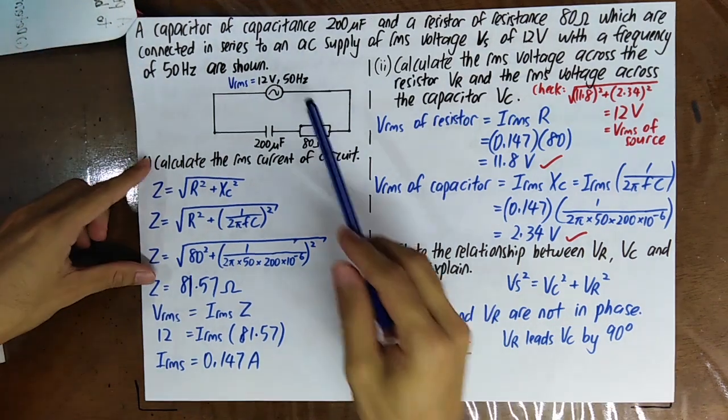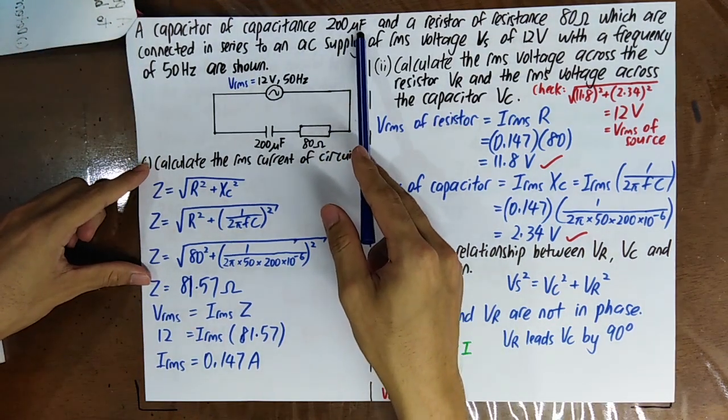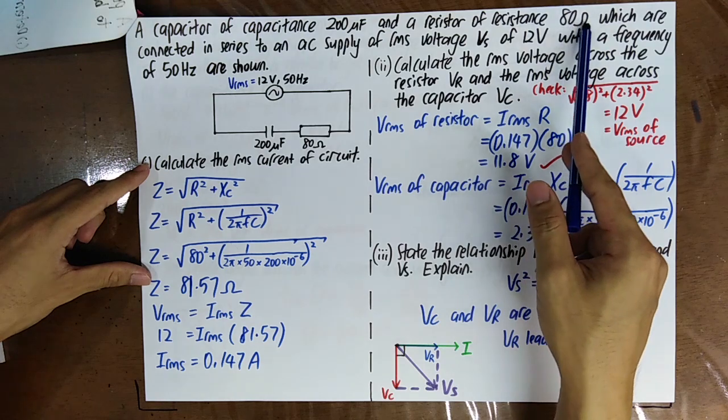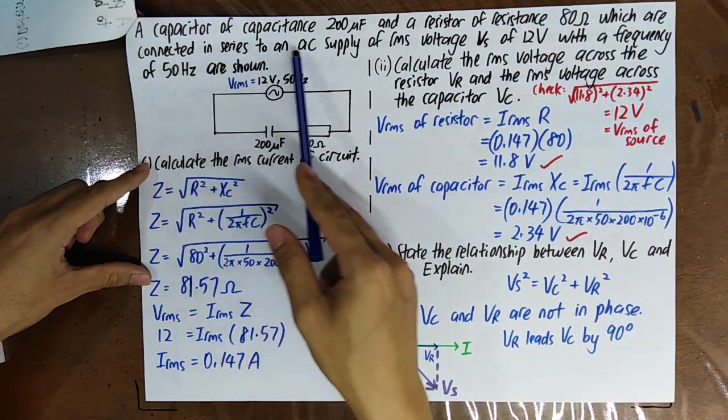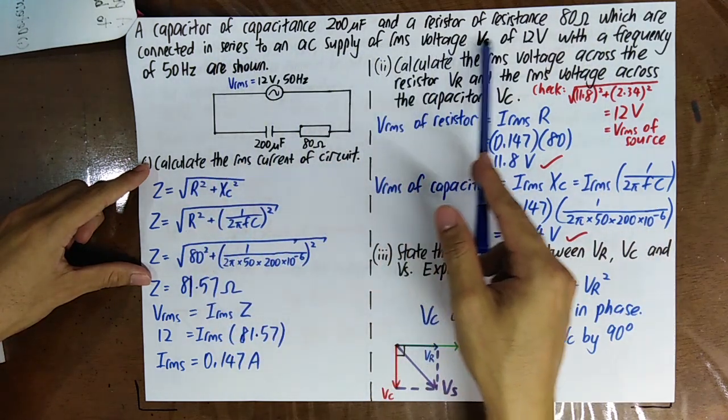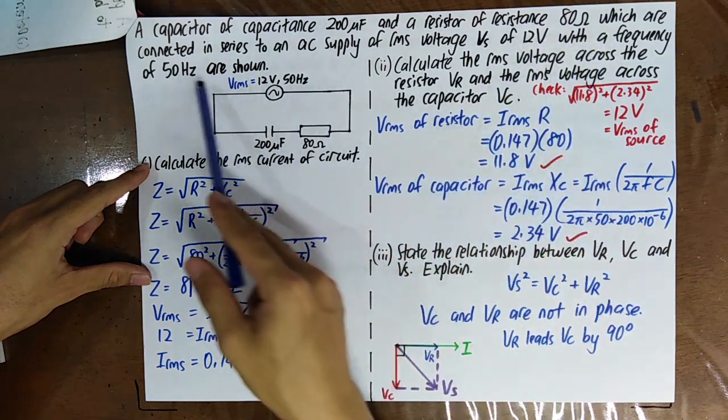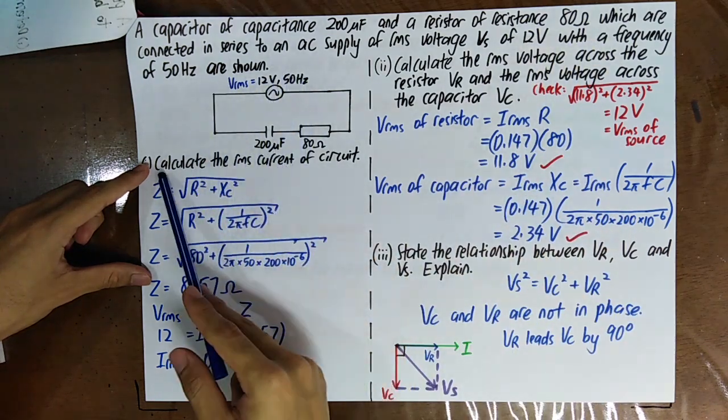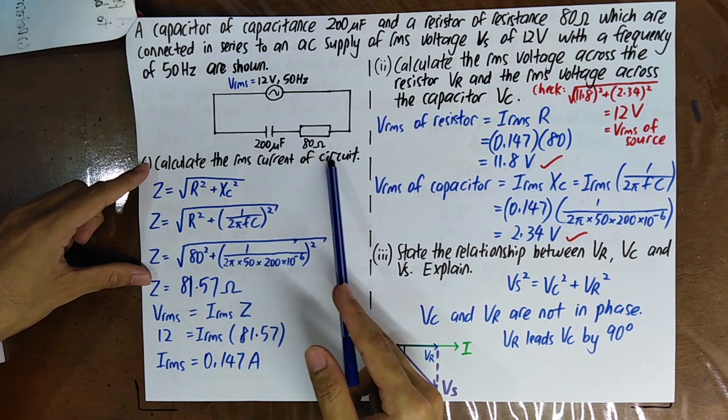A capacitor of capacitance 200 microfarad and a resistor of resistance 80 ohm are connected in series to an alternating supply of root mean square voltage 12 volt with a frequency of 50 Hz. Please calculate the root mean square current of the circuit.